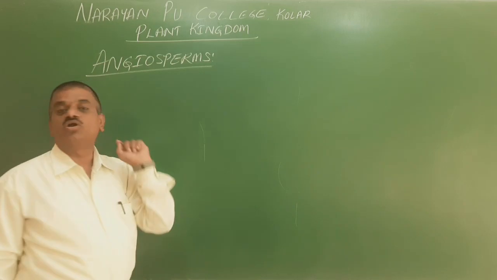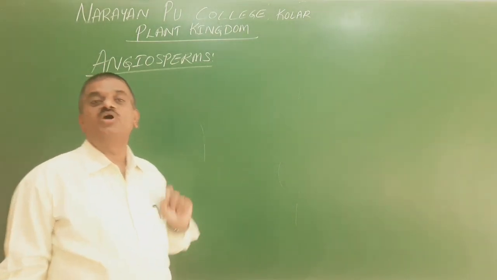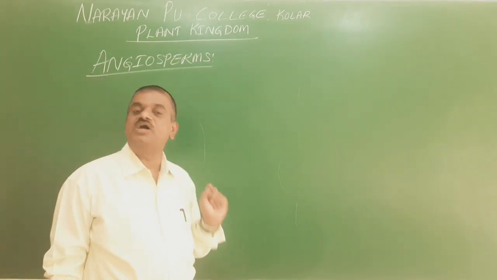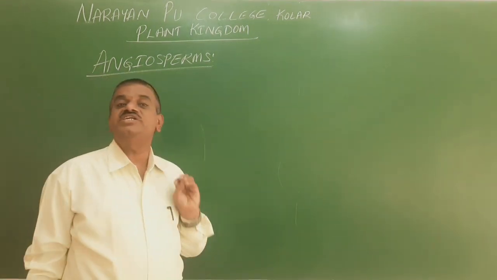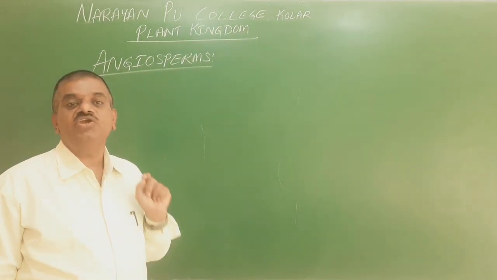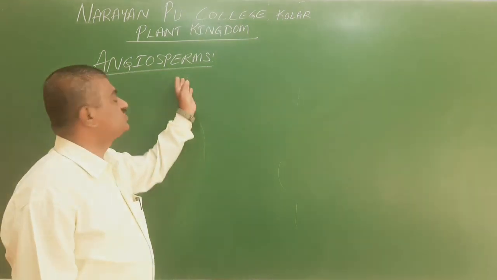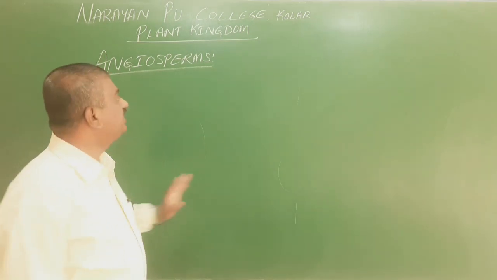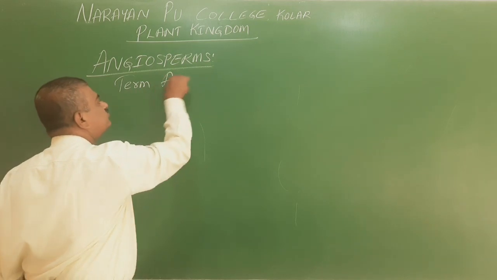For the next heading, called angiosperms. Here the word angio is nothing but closed. Sperms means seeded plants. Here the seeds are covered by the fruit wall. The seeds are covered by the fruit wall, hence they are called closed seeded plants.